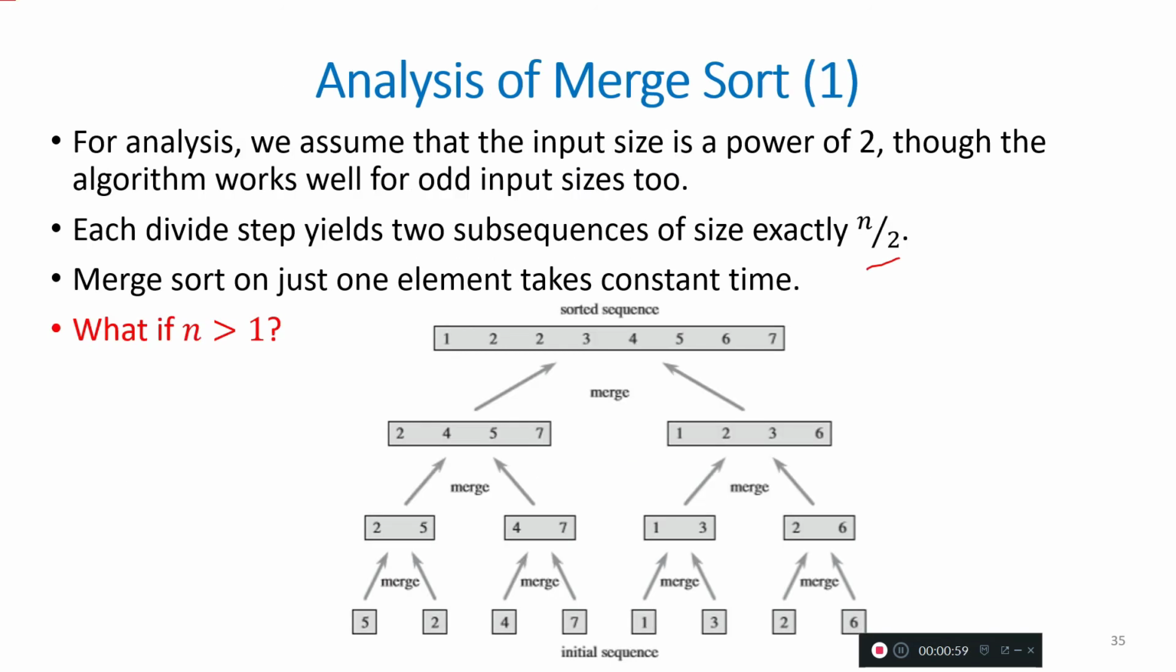For the sake of analysis, we assume that the input size n is a power of 2, even though the analysis would work well if n was an odd number. So if we make such an assumption, in each step, the problem is divided into exactly 2 halves, and the size of each half would be n divided by 2. If we want to apply merge sort on a single element, we told you that it would take constant time theta 1. But what if n is greater than 1?